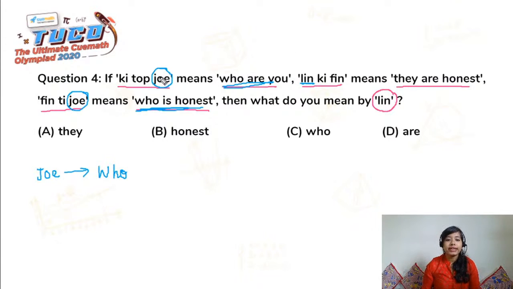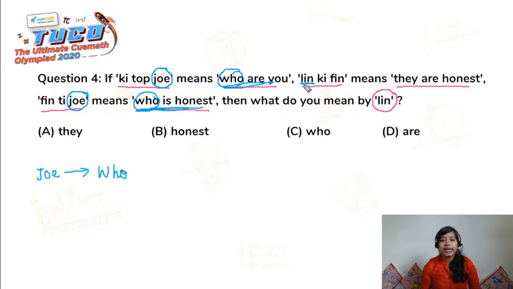Because when I did not get any similarity between Lin, I tried to go by the English statement so that I could eliminate the rest of it to figure out what Lin would mean. Okay. So "who are you?" "Who is honest?" I see that "who" is the common word here, and with respect to those statements that's mapped to these, Joe is the common word. So definitely Joe should be meaning "who."